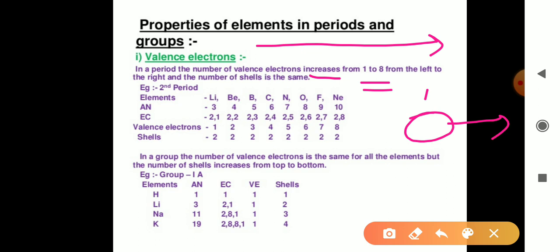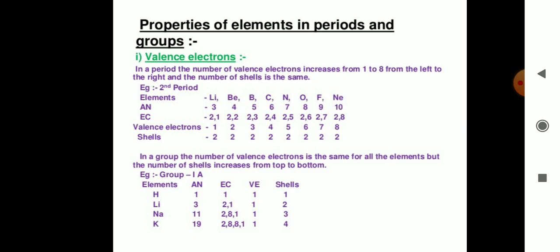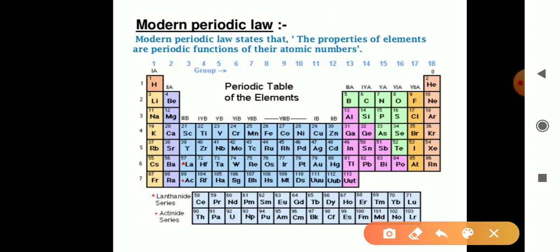An example is given for the second period. In the second period the elements are lithium, beryllium, boron, carbon, nitrogen, oxygen, fluorine and neon. We can see this in the periodic table also. This is the second period and these are the elements: lithium, beryllium, boron, carbon, nitrogen, oxygen, fluorine and neon. As we move from left to right, for lithium the valence electron is 1, for beryllium it is 2, for boron it is 3, then 4, 5, 6, 7, and for the last one, neon, it is 8.